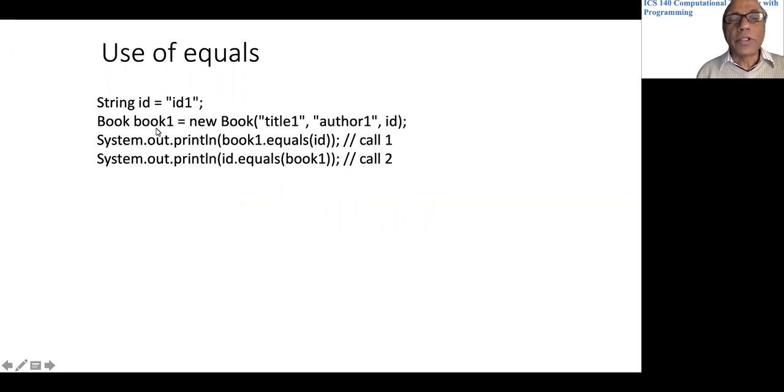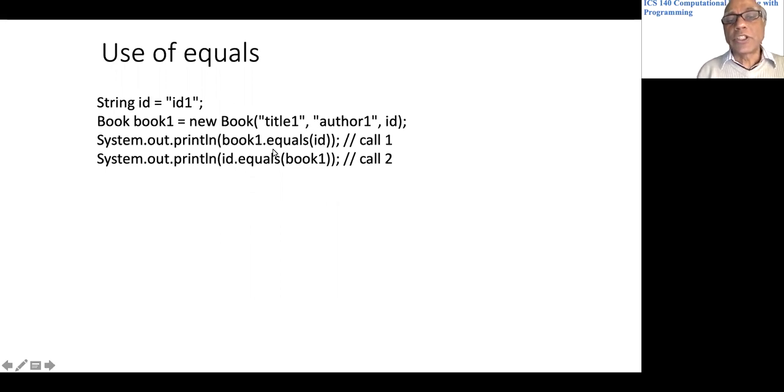Suppose we have a book, new book, title 1, author 1, ID. ID is a string. And we try to check whether a book is equal to another book by comparing the book object against the ID that we have in mind. That is, the equals method takes in a string object.